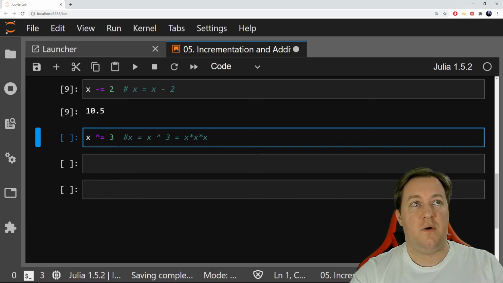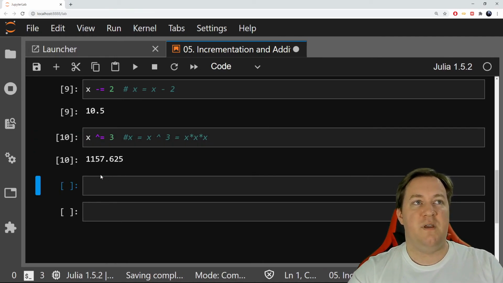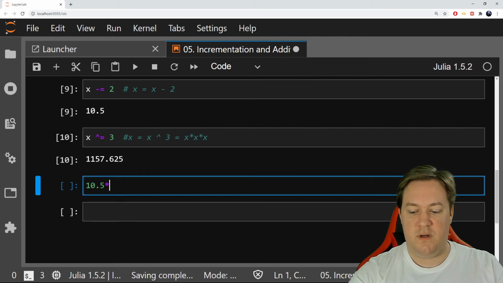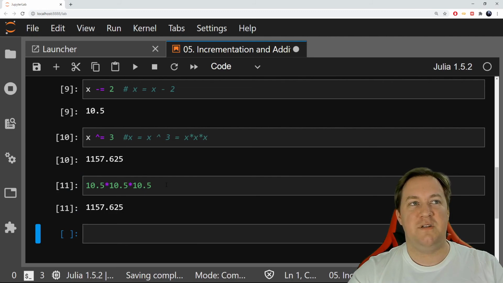exponentiation. So here it would be 10.5, and I'm saying exponent yourself 3 times, so it means x is now equal to x times x times x, right? So it's going to be 10.5 multiplied by 10.5 multiplied by 10.5, and it gives me this, right? And I can show you that I'm not crazy. And that's exactly what we just did here.